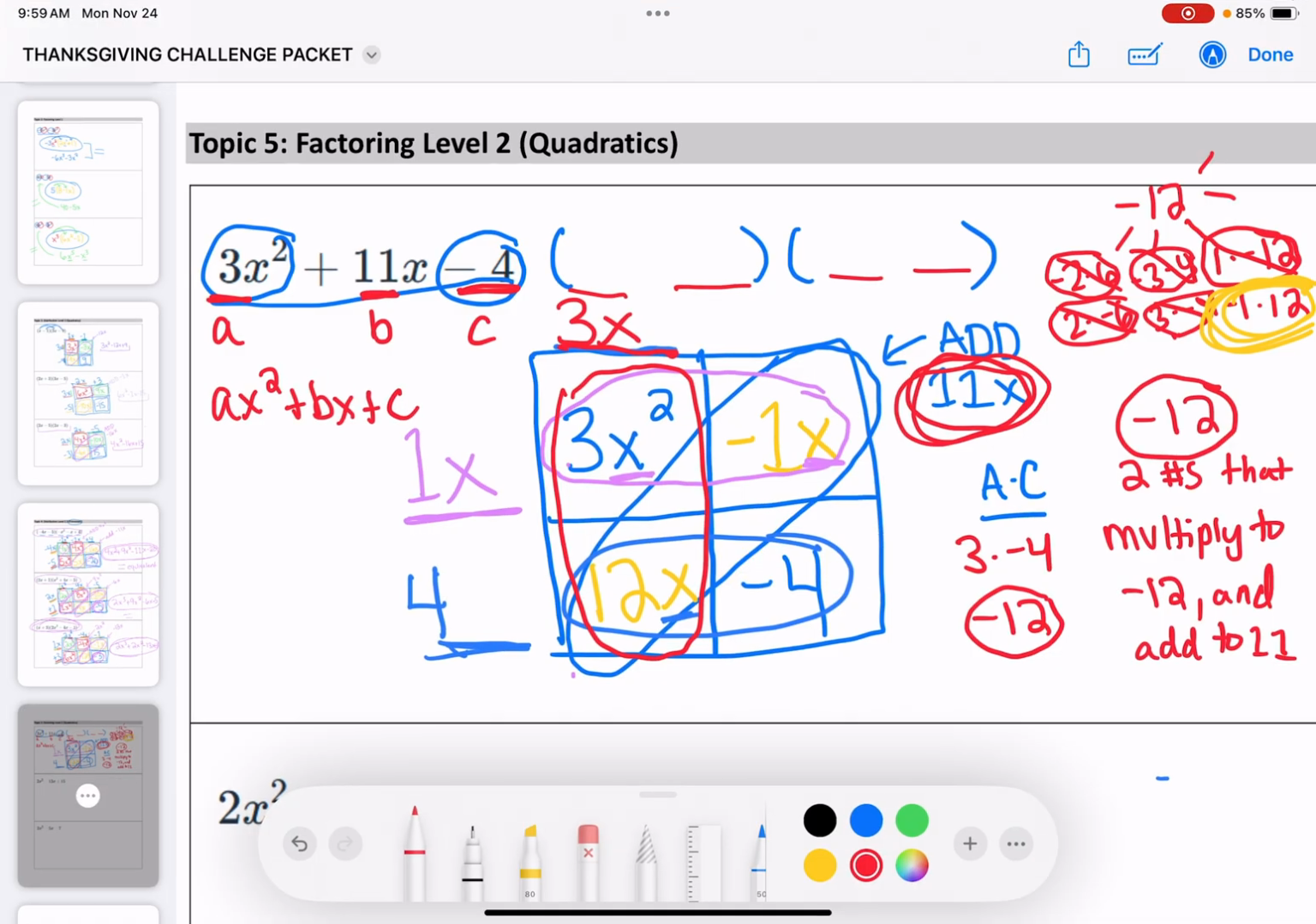And then let's do green right here. Negative 1 and negative 4 both have a negative 1 in common, and they don't have an x in common. So my final answer would be 3x minus 1. Sorry, that's my alarm. Times 1x plus 4.